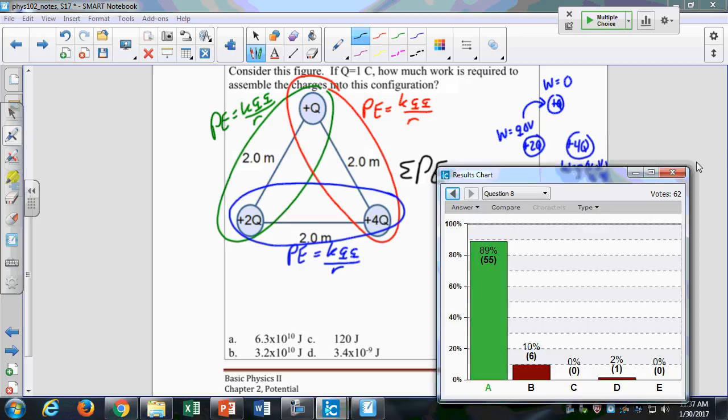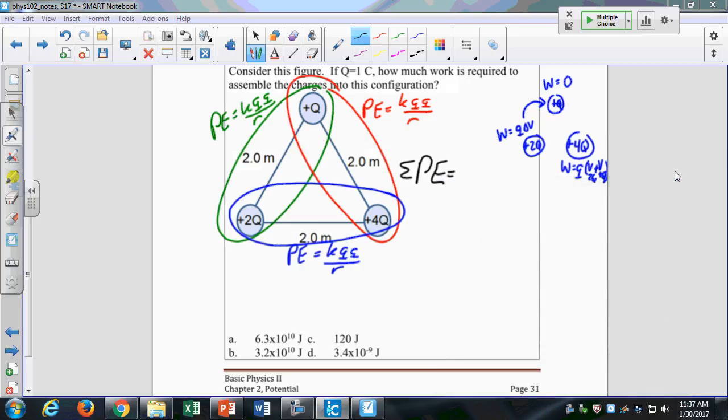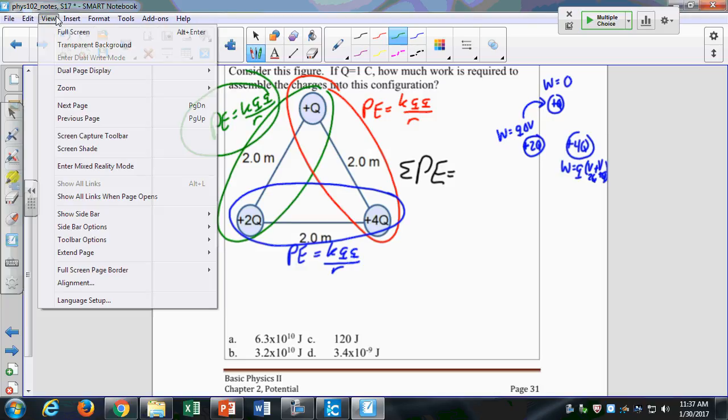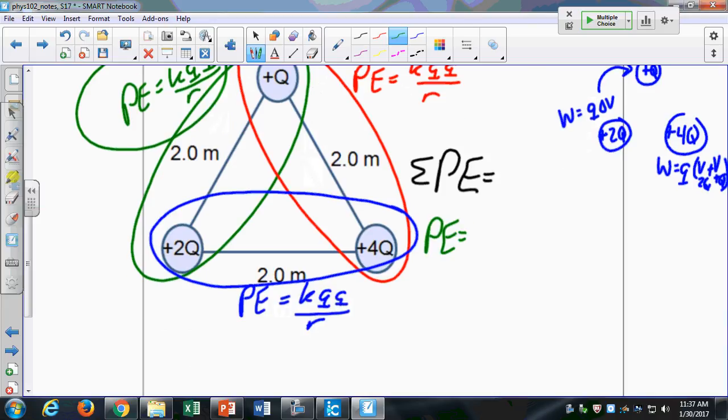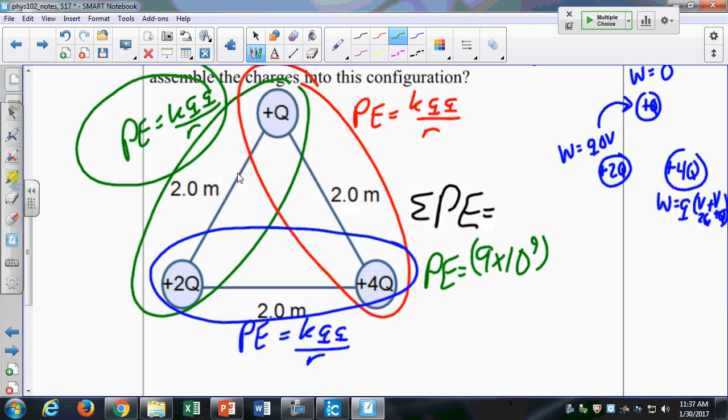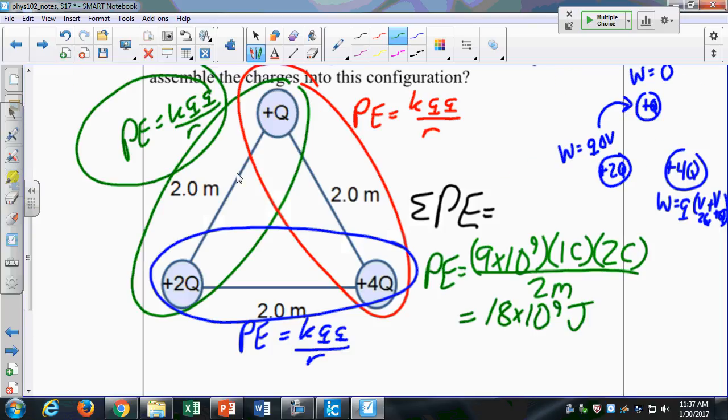Okay, good. A is right. I'll just do the first one. PE is kQQ over R. This is the green. PE is 9 times 10 to the 9th, that's k, times Q and 2Q, that was 1 coulomb and 2 coulombs, divided by the distance, which is 2 meters. And so that is 9 times 10 to the 9th joules.